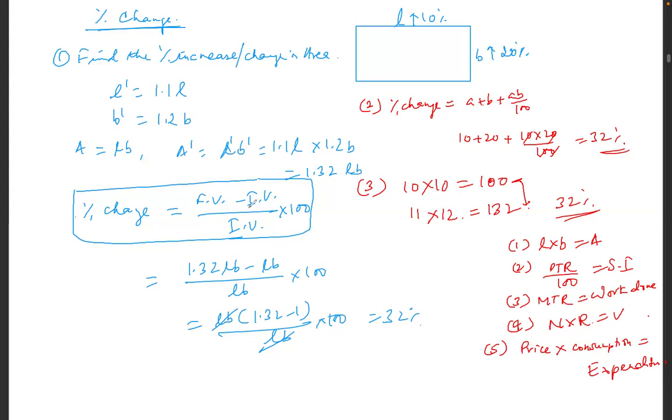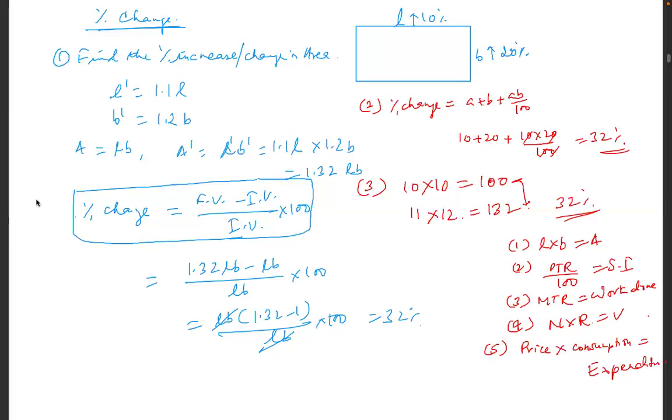Fine. Now, I'm going to take some examples so that you feel comfortable with how to calculate percentage change. There is one more case, and that is speed, time, distance also. I forgot to write. Speed into time is equal to distance. This relation is also important. You can use this formula also.